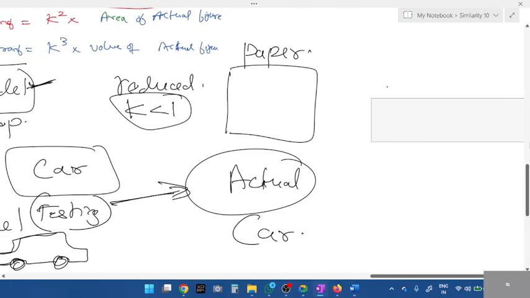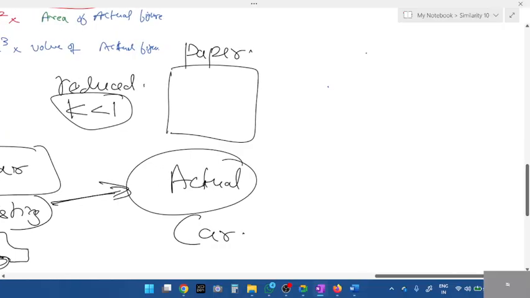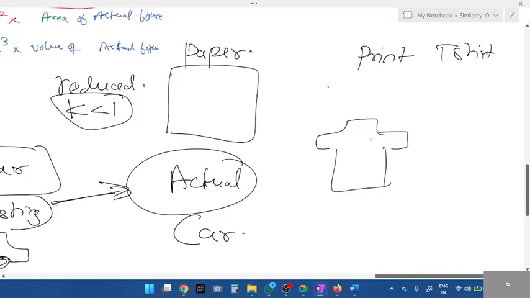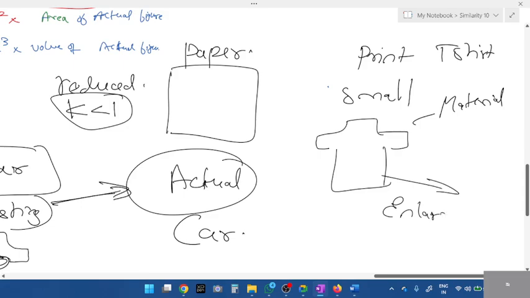Those who want to become a designer, for example, you don't directly print a t-shirt. First, a rough diagram is drawn, somewhat like a t-shirt shape. This will obviously be small. Then the designers choose the material, and they enlarge it into the t-shirt or coat or jeans, whatever we wear. That is known as enlarged transformation.